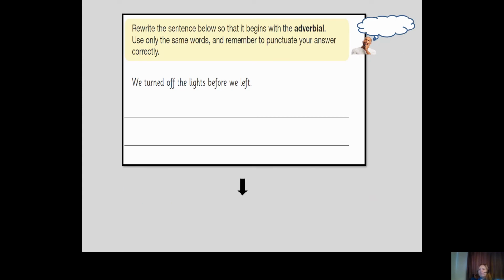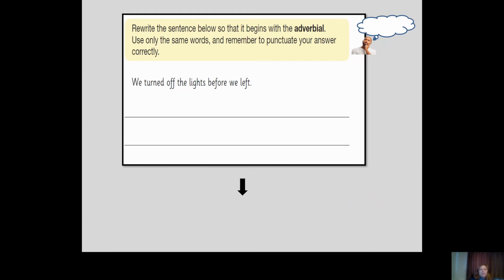Okay, so next one then. This is another question from a year 6 SATs paper. Rewrite the sentence below so it begins with the adverbial. Okay, do you remember the adverbial? It adds information to a verb. That's quite simple to see with an adverbial, isn't it? Yeah. Use only the same words and remember to punctuate your answer correctly. So we need our punctuation in there.